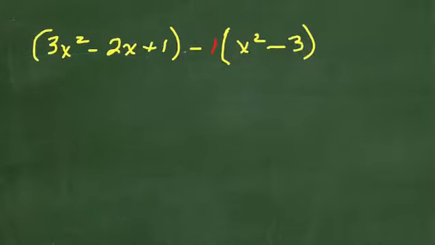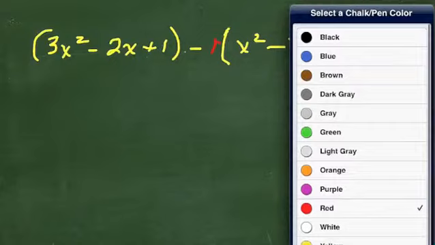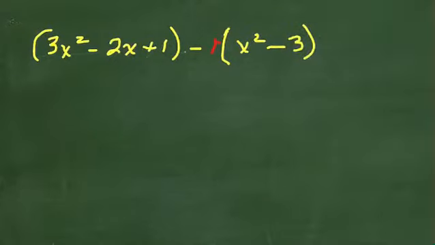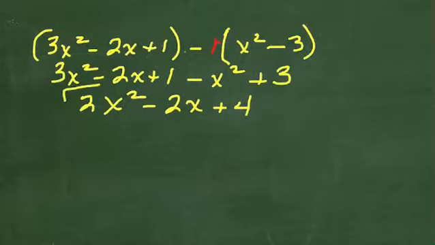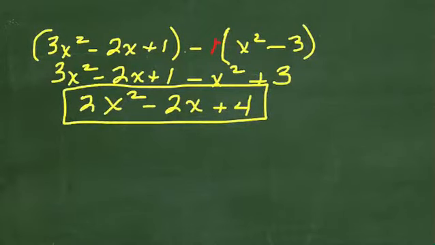The second polynomial is being subtracted, which is very much like distributing a negative 1. So if I remove parentheses, I get 3x squared minus 2x plus 1 minus x squared plus 3. Combining like terms, I get 2x squared minus 2x plus 4 as my difference.